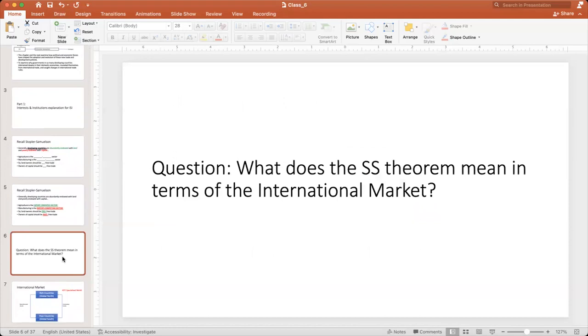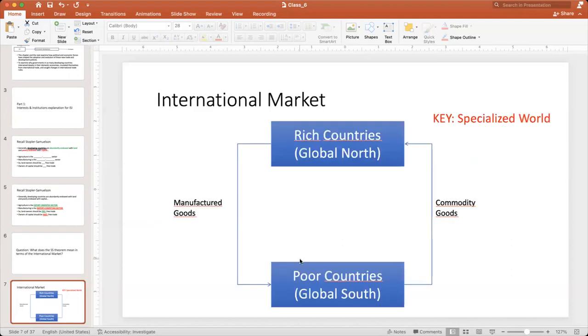But we need to ask what the Stolper-Samuelson theorem means in terms of the international market. And this is the most important question that we're going to cover this week. First, you have to understand that if we believe in the Ricardian model and the factor model and so on, those models that we covered in the first week of this class, well, there should be a specialized world.